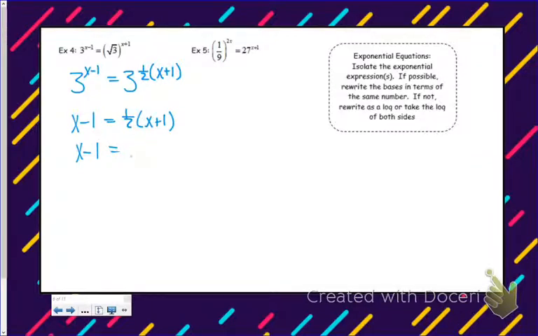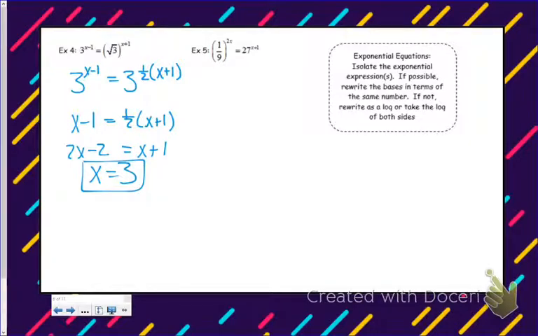Well, let's do it this way instead. Let's go ahead and multiply by 2 first. So this is 2x minus 1. Let's go ahead and make it 2x minus 2. I don't know why I did it that way. Subtract 1, and I get that x is equal to 3.